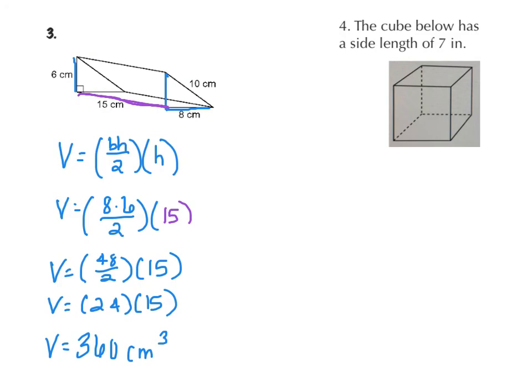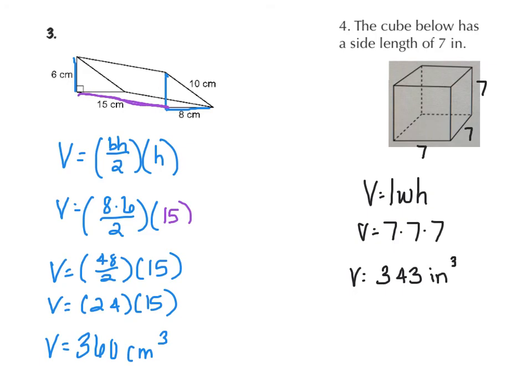Go ahead and find the volume for number 4. So remember, if I have a cube, if the side length is 7, that means the length is 7, the width is 7, and the height is 7. So my volume is just going to be length times width times height. So it's going to be 7 times 7 times 7. So I get a volume of 343 cubic inches, or inches cubed.